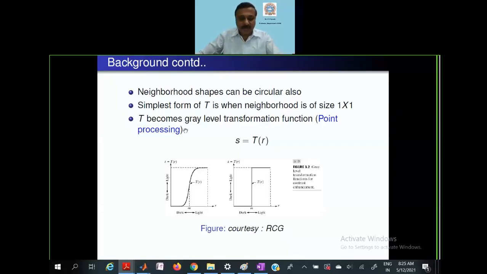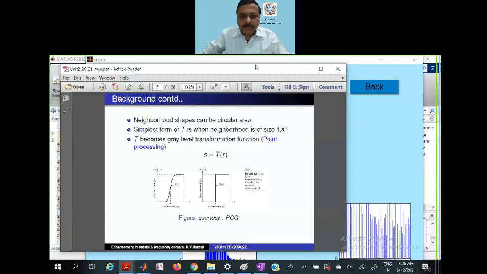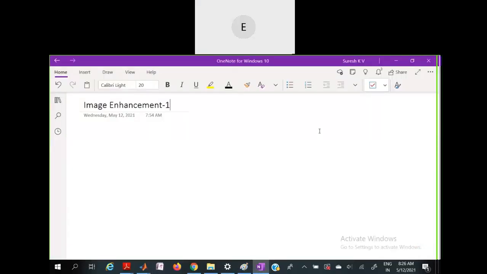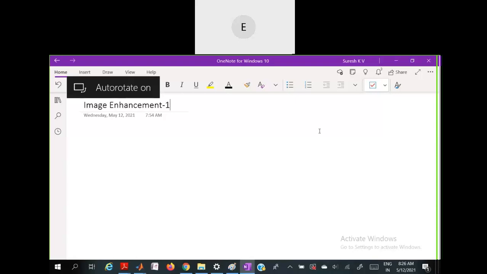Okay, so let me just demonstrate this with an example. Is the OneNote visible? Yes, sir. Okay, fine.